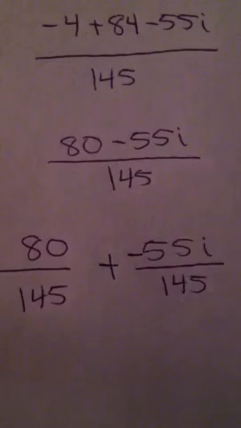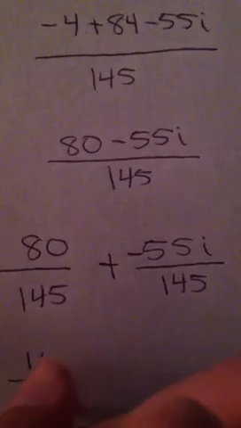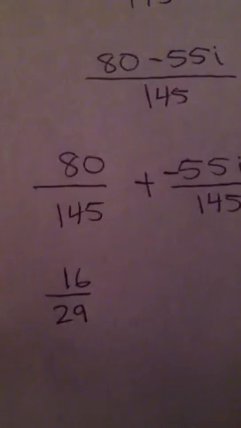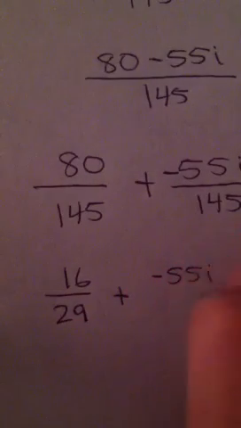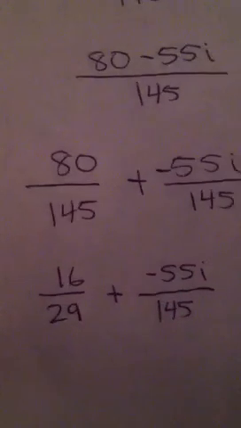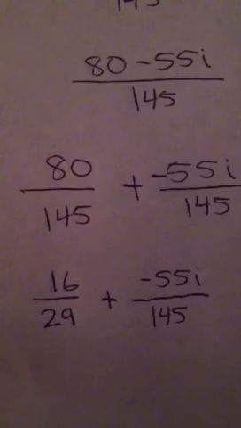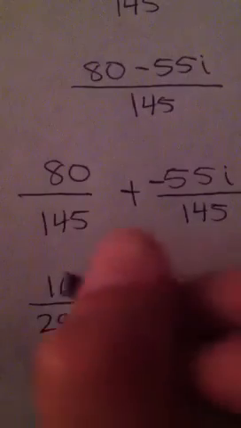Now that we have that, we have to simplify 80 over 145. And that number is equal to 16 over 29. Plus -55i over 145. And that is the a + bi form of a complex number equation. And that happens to be our final answer.